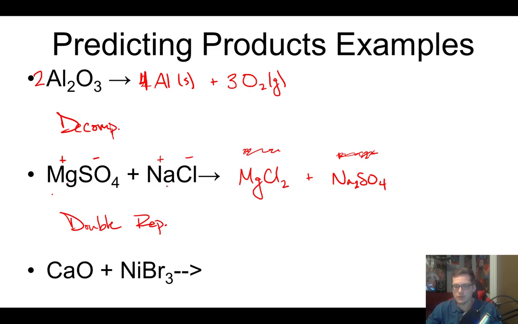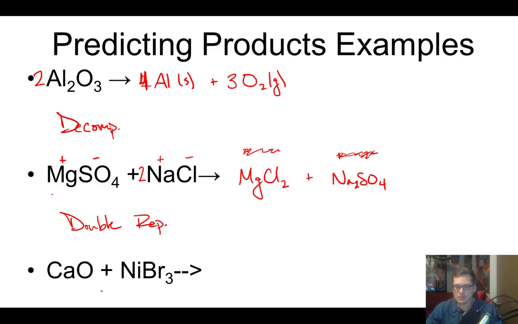All right, sodium here, we've got 1 sodium. Oh no, we've got 2 sodium, so we need to put a 2 in front of this guy. Now we check our chlorines. Right now we've got 2 chlorines over here, 2 chlorines over here, so now we're balanced. So 1, 2, 1, 1 would be the coefficients.